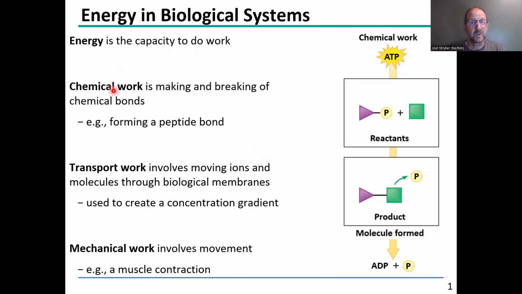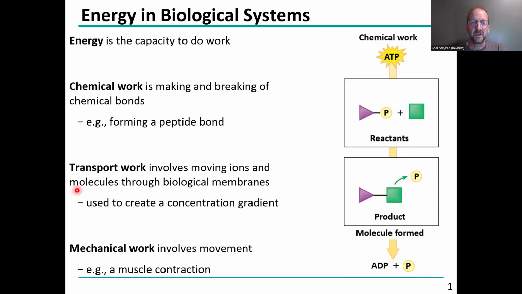One is chemical work. Chemical work is the process of making and breaking chemical bonds, where a lot of times, especially when we need energy, we're building something. So we're making new chemical bonds and putting things together. So here, two different reactants being put together to create a product. That is a building or synthesis kind of reaction that usually requires some kind of energy.